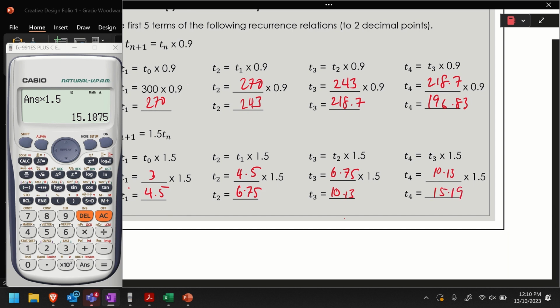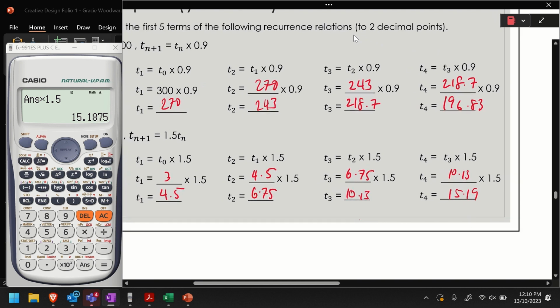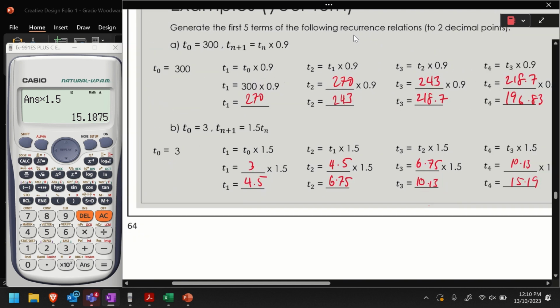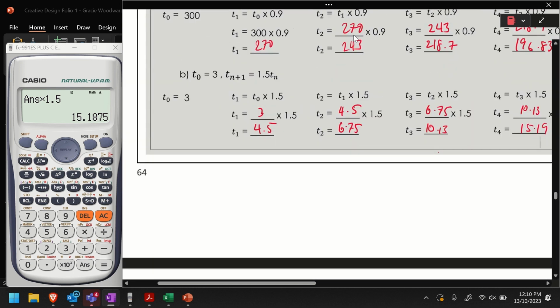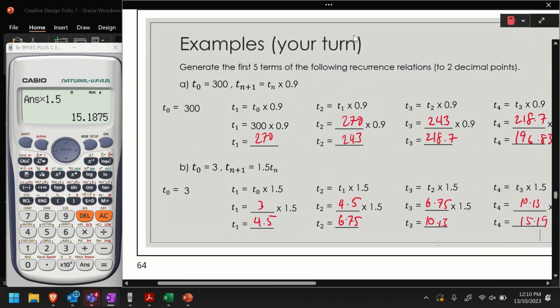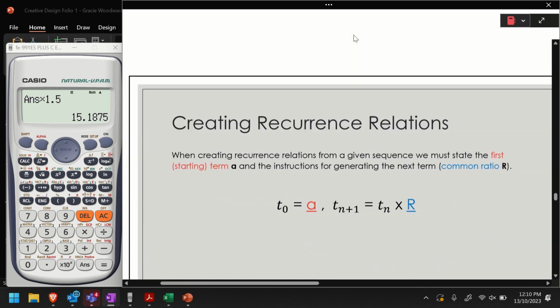That's fine. You can. It does say to round to 2 decimals. So 1875 becomes... that's all right. It becomes 1.9. 15.19. Cool. All right. That's how we generate a sequence. It's not hard.